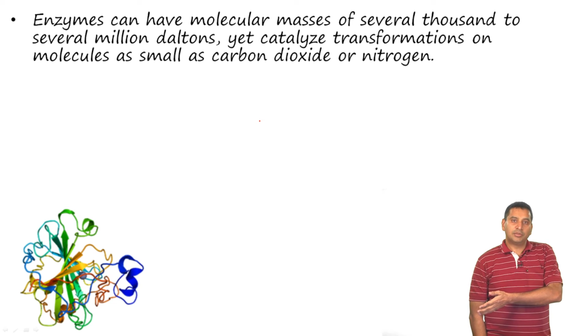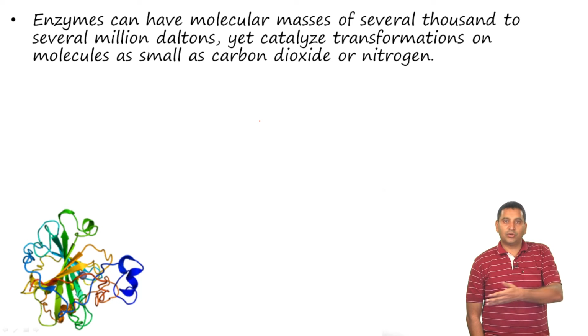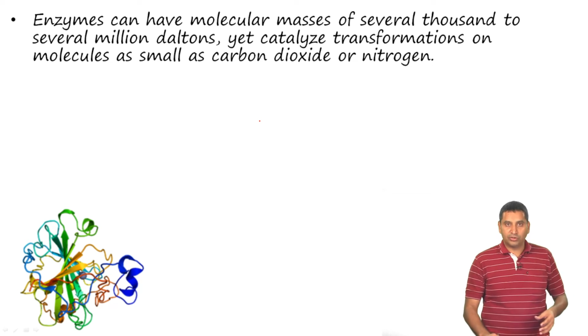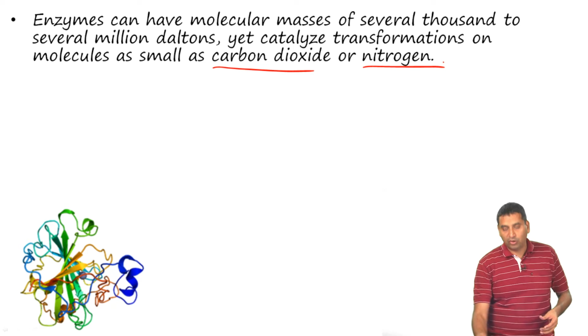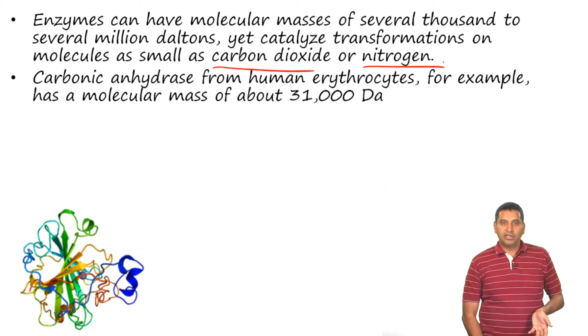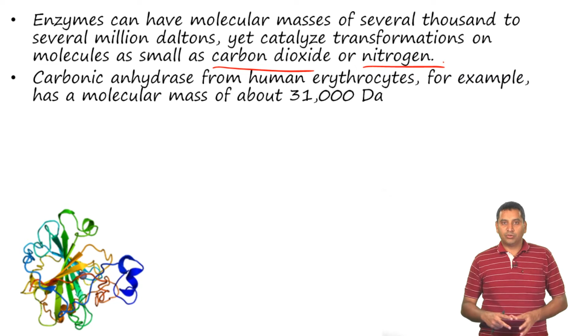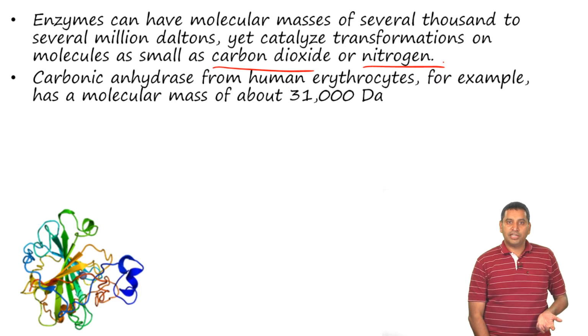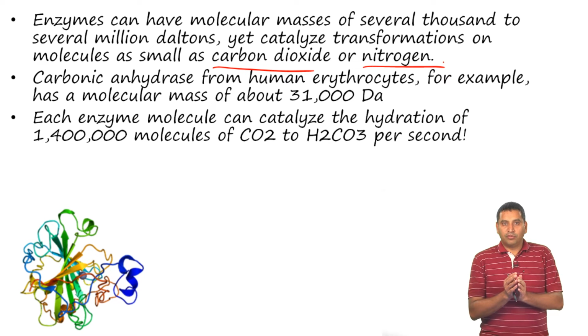Subsequently, enzymes which have masses of several thousands to millions of Daltons have been discovered, but they can also carry out transformations of extremely small molecules such as carbon dioxide or even nitrogen. So, here is an example of carbonic anhydrase, which has a molecular weight of 31,000 Dalton, but catalyzes the reaction of hydrolysis of carbon dioxide to bicarbonate or carbonic acid.